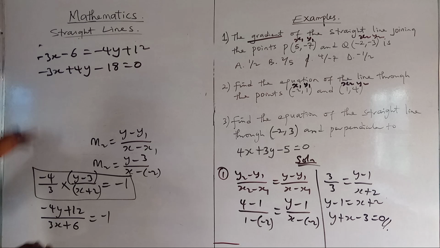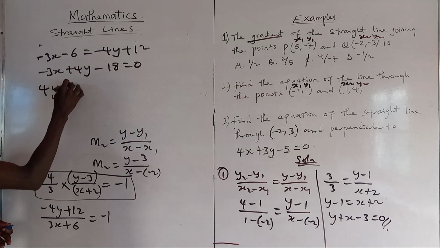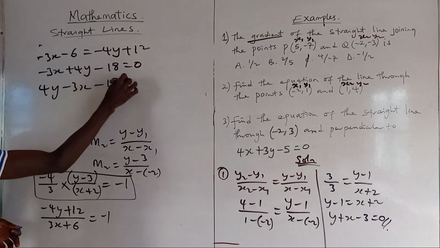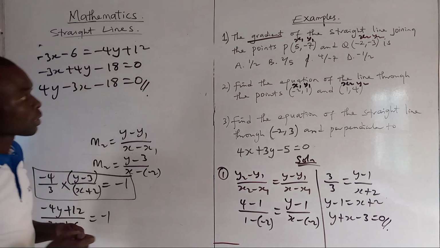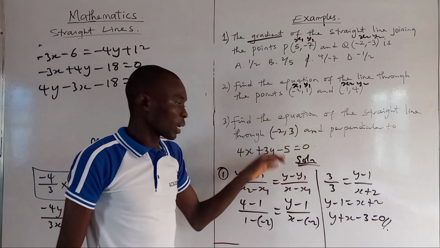So together now, if you don't want, you can rearrange. You can make it to be 4y minus 3x minus 18 equals 0. And that will be the equation of these two perpendicular lines.